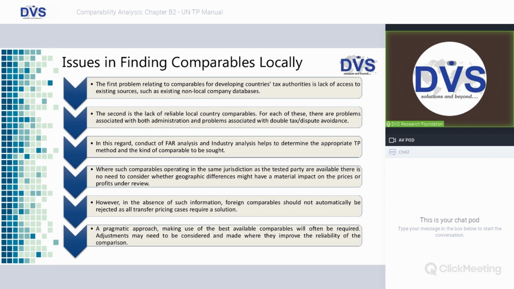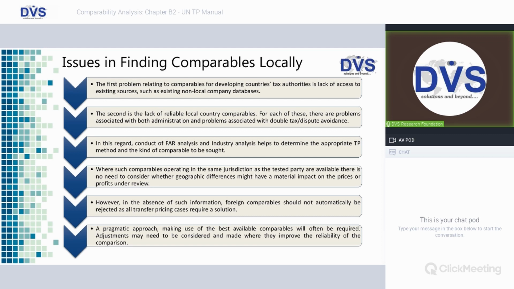In this regard, again, firm analysis and industry analysis are paramount. So, in case there are concerns in finding comparables locally, it is mandatory to do a complete industry analysis as well as firm analysis, which will give us an idea of what type of comparables are required for the purpose of doing a transfer pricing study. Where such comparables operating in the same jurisdiction as the tested party are available, there is no need to consider geographic differences. Geographical adjustments are not required when your company as well as the comparables are operating in the same jurisdiction.